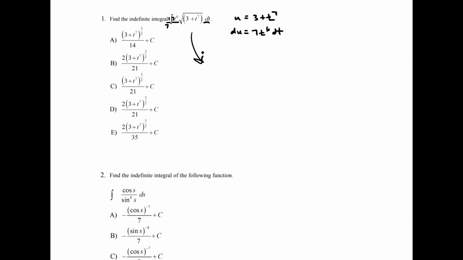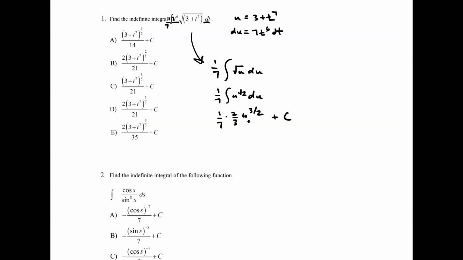So this problem becomes 1/7 antiderivative of the square root of u times du, because I can pull out the 7t to the 6th dt, and that is my du, and I can put u in place of 3 plus t to the 7th. So this is just 1/7 antiderivative of u to the 1/2, and the antiderivative of u to the 1/2 is 2/3 u to the 3/2, because you add 1 to that exponent, and then the reciprocal of that exponent goes in front. So you're just about done.